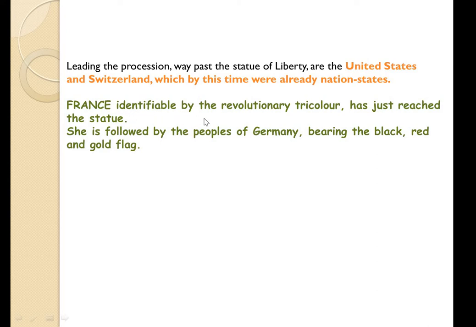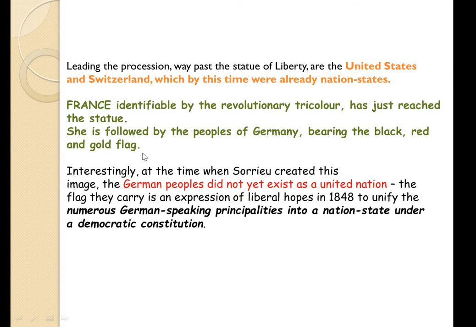France is identified by its revolutionary tricolor. The flag has a great history, right? We saw in your previous classes how they got their tricolor, the French flag. It has just reached the statue, as seen in the picture. She is followed by the people of Germany, bearing the black, red and gold flag. So they are identifiable by their flags.